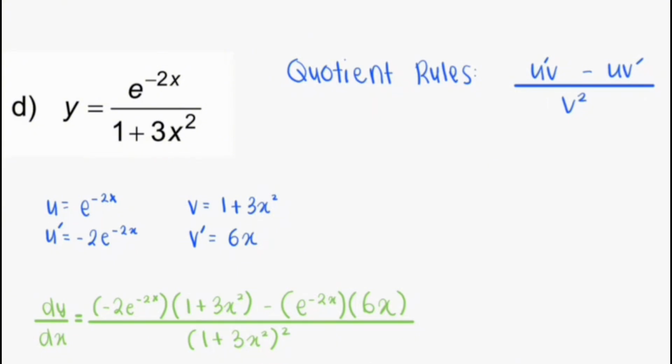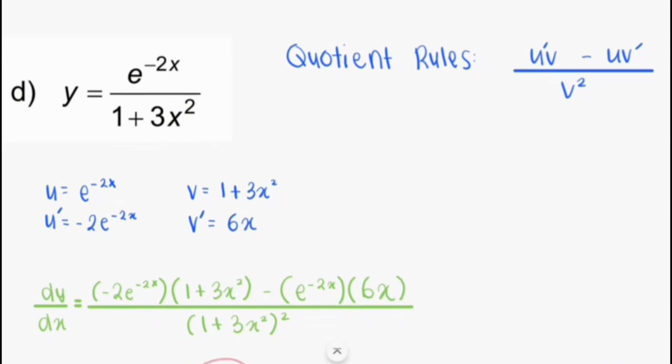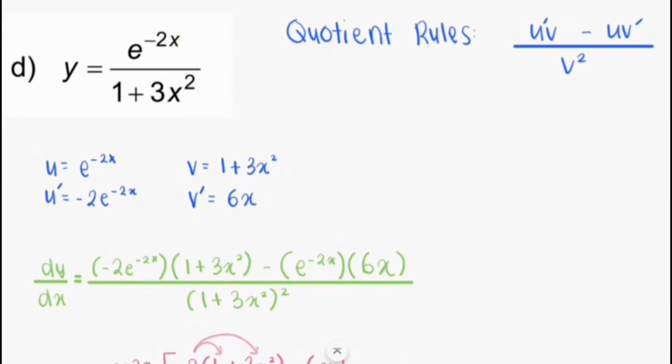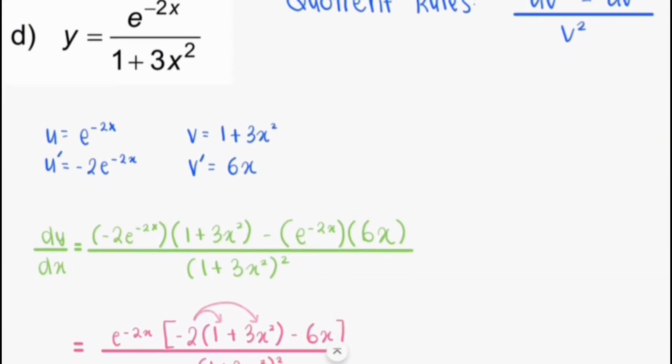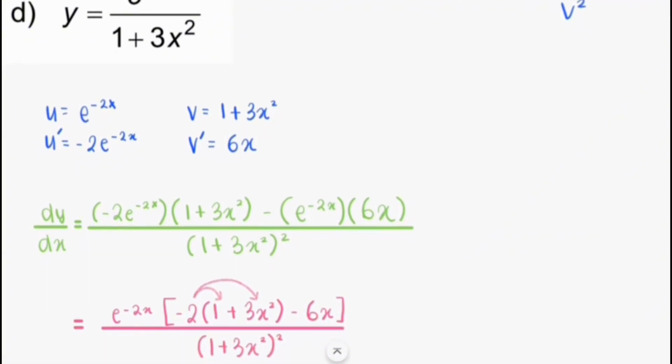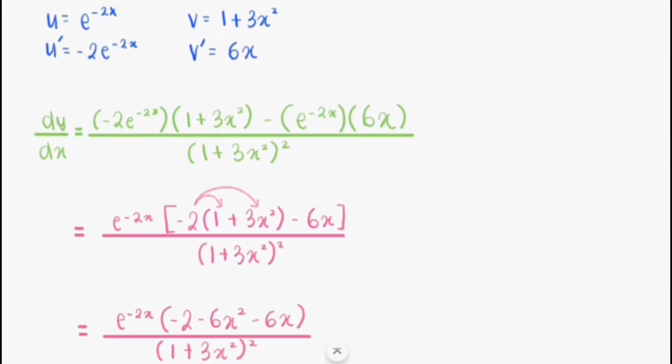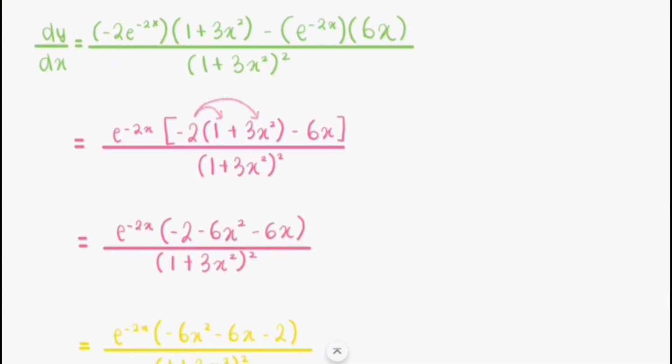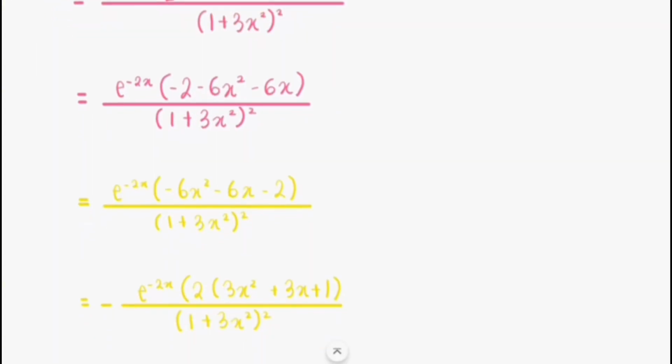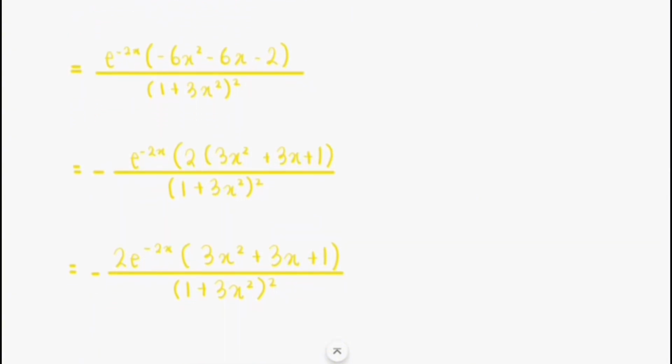We let u equal e to the power negative 2x and v equal 1 plus 3x squared. To differentiate u, I apply the chain rule. After differentiating both u and v, we substitute these values into the quotient rule. Since e to the power negative 2x is a common factor in both terms of the numerator, we factor it out. Now, expand the bracket and rearrange the terms, which gives us this. After that, I factor out the common factor negative 2, therefore the derivative of the function is like this.